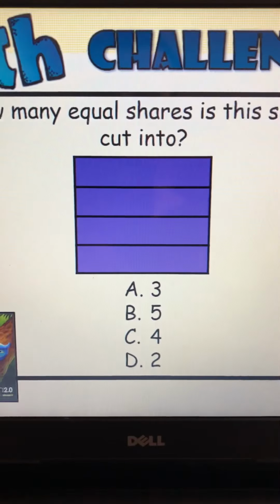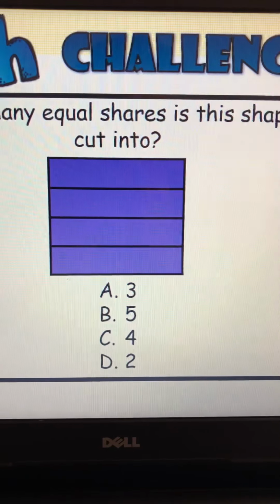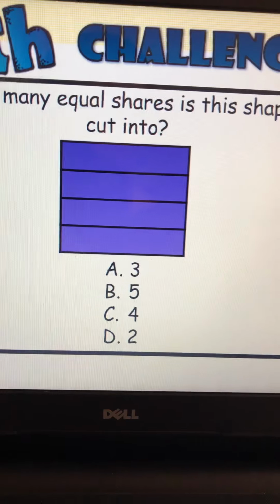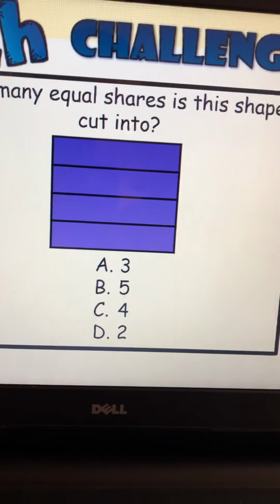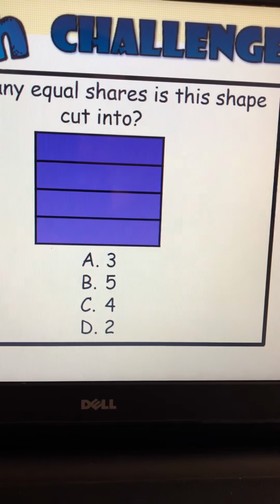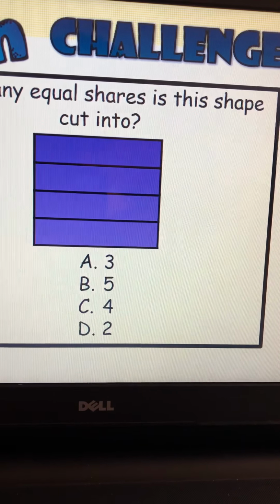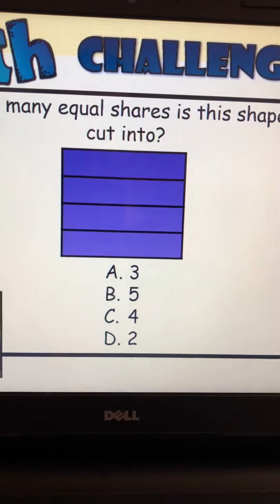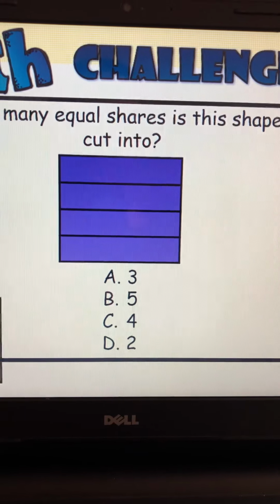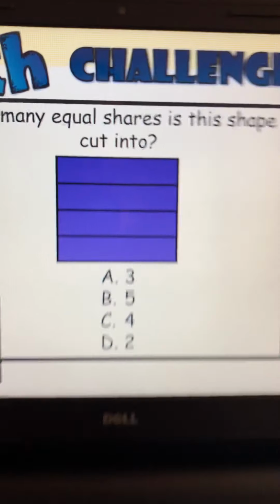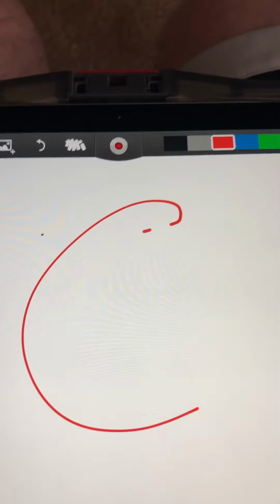How many equal shares is this shape cut into? So take a look at that and see if you can figure out how many equal shares it is cut into. And it shouldn't have been too hard to figure out. There's obviously 1, 2, 3, 4. So the correct answer is C, 4. And that's it.